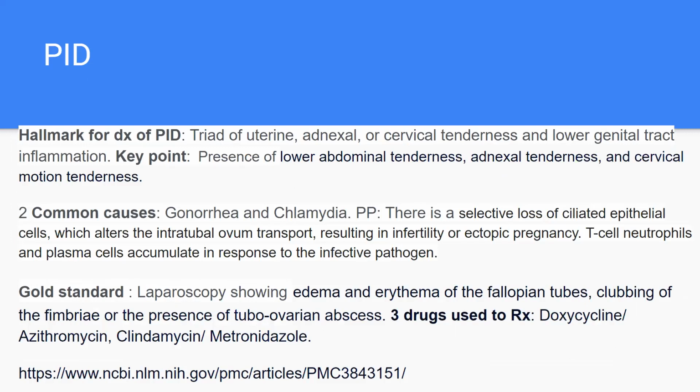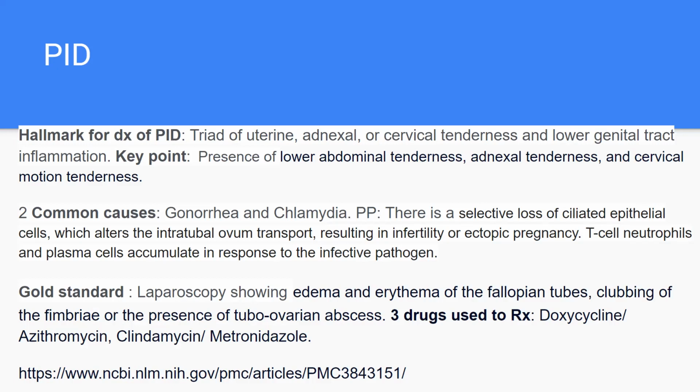The hallmark of pelvic inflammatory disease, I want every RN and APRN to know this because you will see questions on these all the time. The hallmark is a triad of uterine, adnexal, and cervical tenderness and lower genital tract inflammation. That's the key point. I have highlighted this a couple of times, so pay attention to that. The common causes, gonorrhea and chlamydia, are part of the pathophysiology of pelvic inflammatory disease, and they will put these as answer choices, so don't miss those answers, okay?